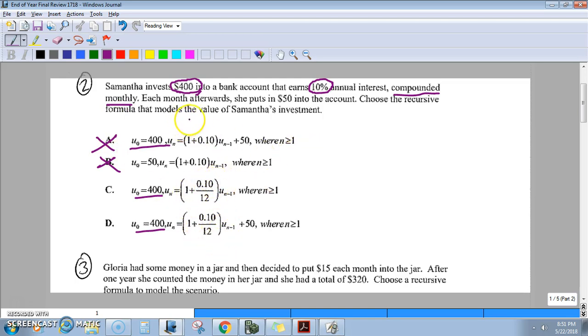Okay, and then also, we don't even have to do any math here. We know that she puts $50 into the account each month. So it has to be D because it says we're adding 50 each month. Okay? All right.